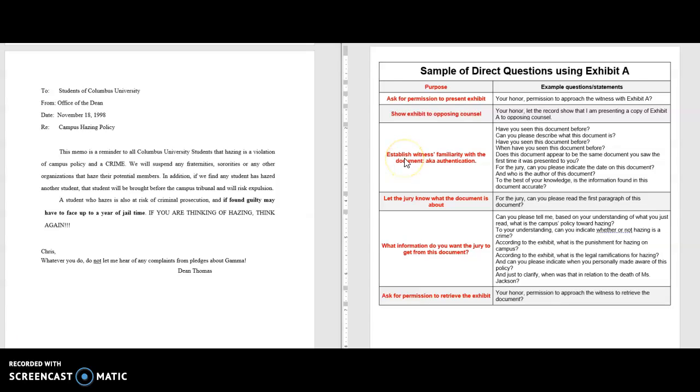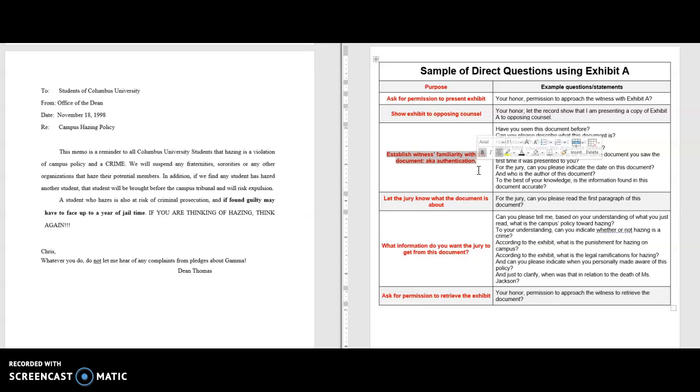The next step in presenting an exhibit is to establish the witness's familiarity with the document. This process is also known as authentication. You cannot do anything or ask any questions about what's on that document before you establish the relationship between the document and the witness. Additionally, the witness should describe what they see on the exhibit to the jury. Bear in mind, the only ones who know what is on that document is you, the opposing counsel, and the witness. No one else in this courtroom has seen this exhibit before.